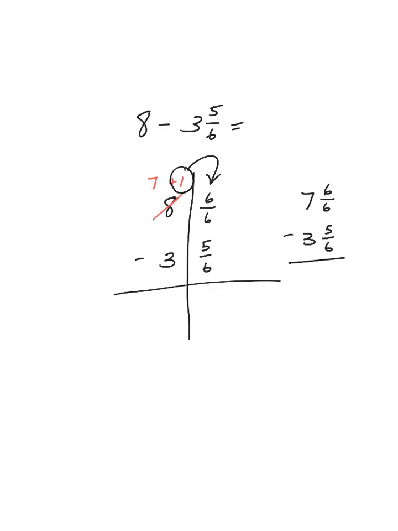6/6 minus 5/6 is 1/6, and 7 minus 3 is 4. So my answer is 4 and 1/6.